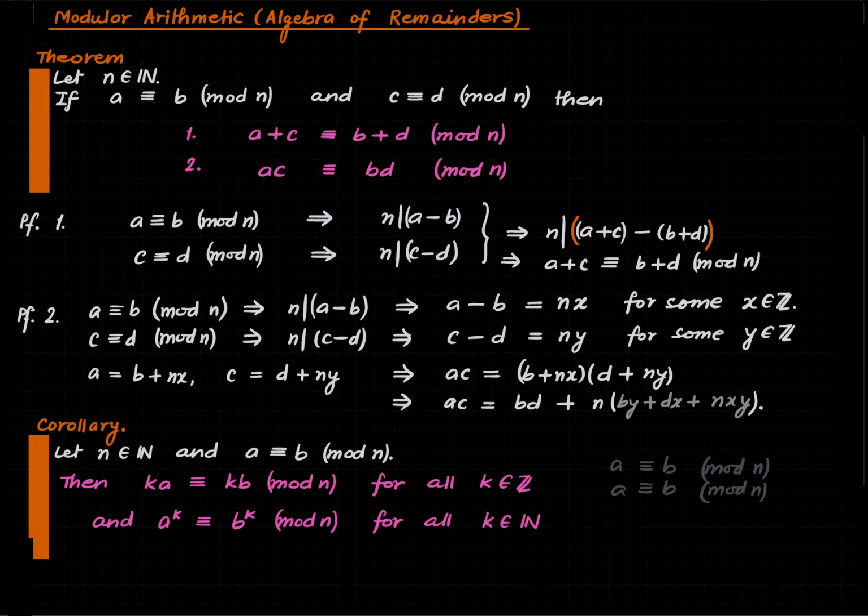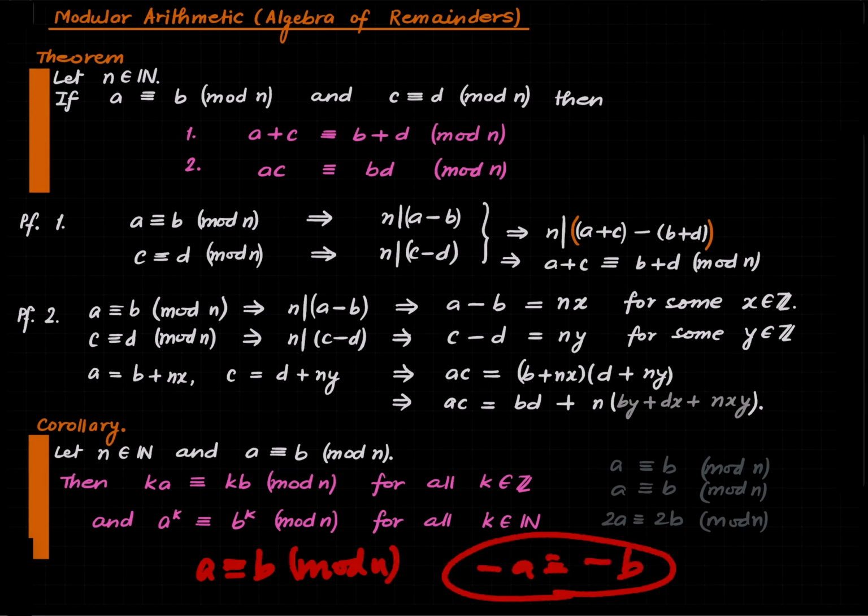And apply the first one to this set of congruences, and we get 2a, because a plus a is 2a, and b plus b is 2b mod n. Right, and now apply 1 to this set of congruences. a plus 2a is 3a, b plus 2b is 3b, and so on. So you can prove it for any scaling, and you can also prove it for negative integers, because if a is congruent to b mod n, you can also see that minus a is congruent to minus b.